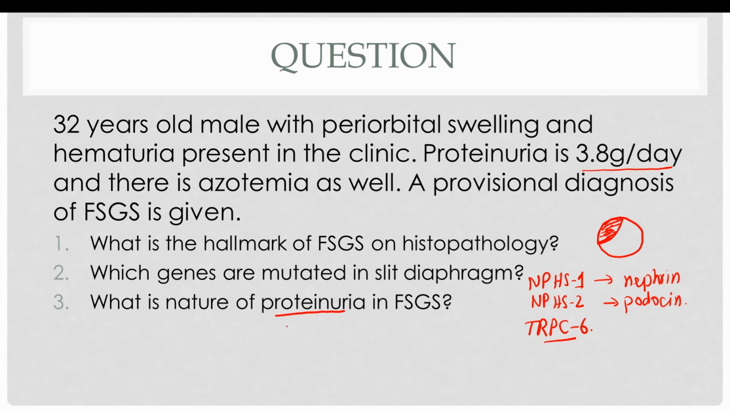So proteinuria in FSGS could be minimal or it can be as much as in the nephrotic syndrome. Proteinuria is non-selective, which means all the proteins, whether they have a small size or large size, can filter across into urinary space and into urine.